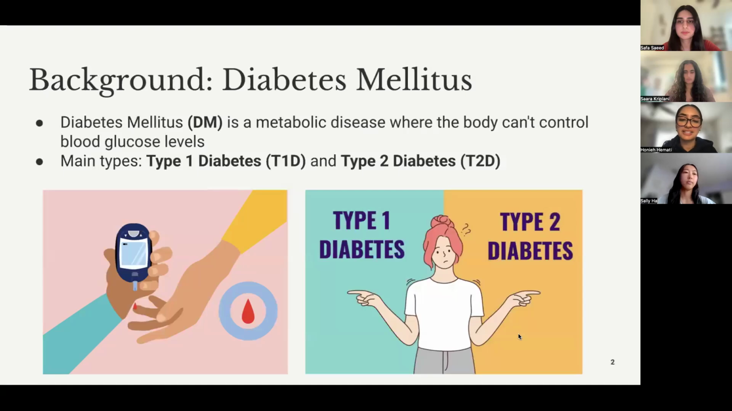Diabetes is a metabolic disease where the body struggles to regulate blood glucose levels. It's categorized as type 1 and type 2 diabetes, both involving issues with insulin but differing in their onset and progression.